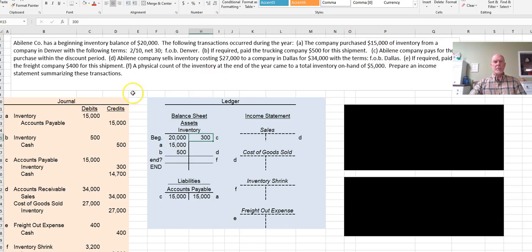That was item C. We paid for the purchase in the discount period. Item D, we sell inventory costing $27,000 to a company in Dallas for $34,000 with terms of FOB Dallas. When we sell product, we always have to account for the sale, $34,000 in this case, what you sold it for. So I'll credit sales for $34,000. The debit would go to accounts receivable or cash.